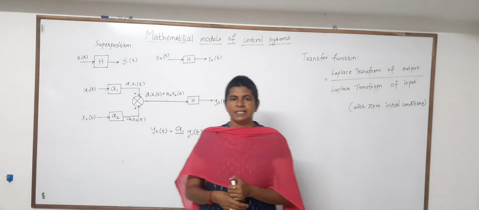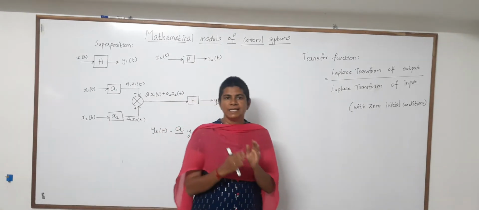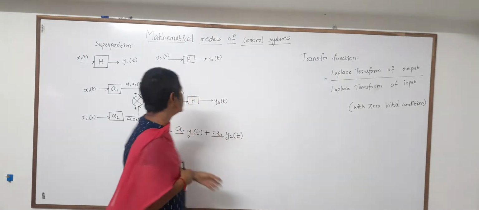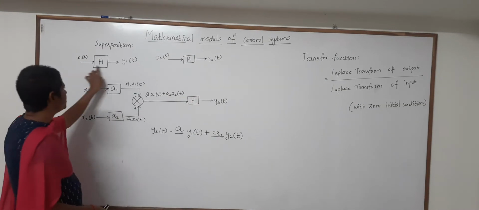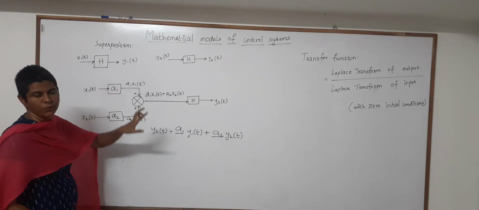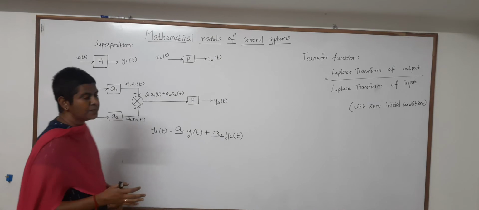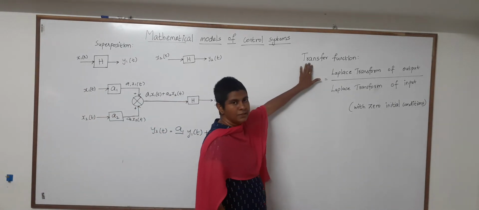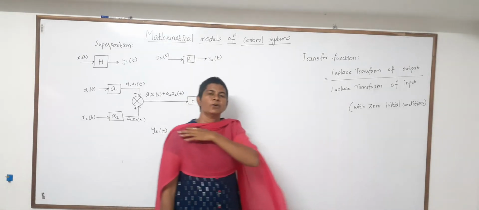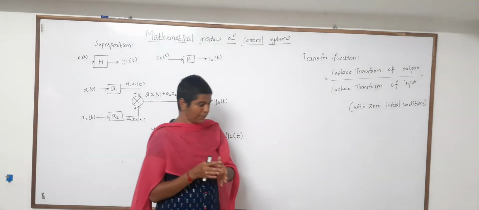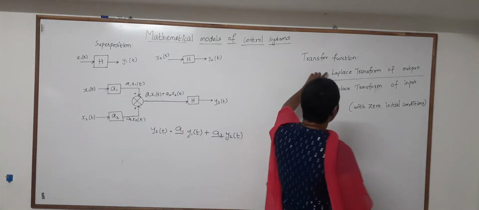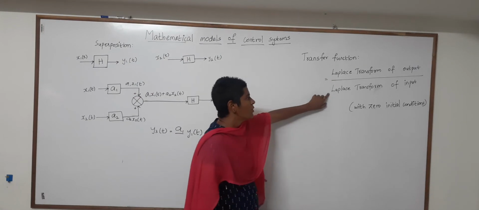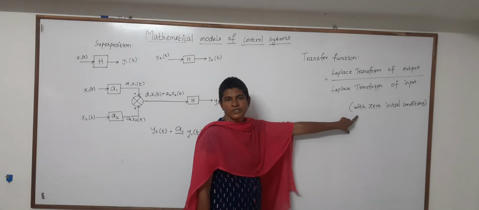The next one is for a single input and single output system. Again you can consider this case. We are giving a single input and we are getting a single output. For these types of systems, in order to solve the systems, we go for a new topic known as transfer function. Here the transfer function is nothing but the Laplace transform of output to the Laplace transform of input with zero initial conditions.